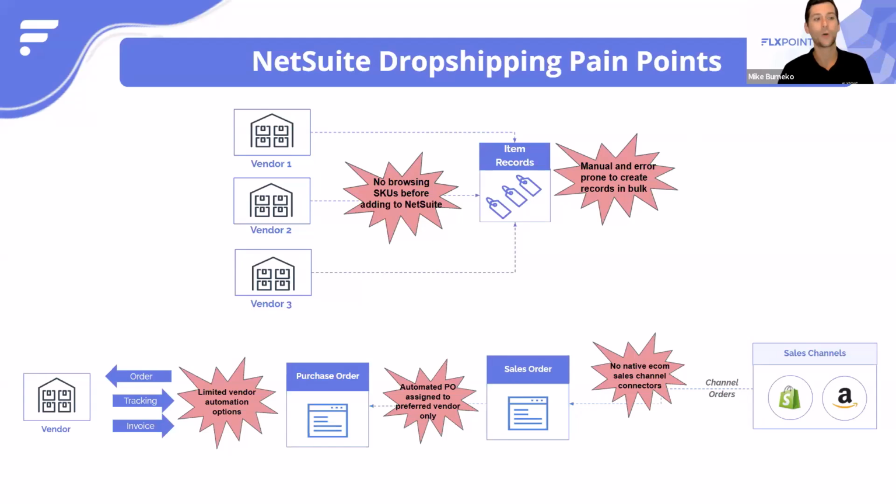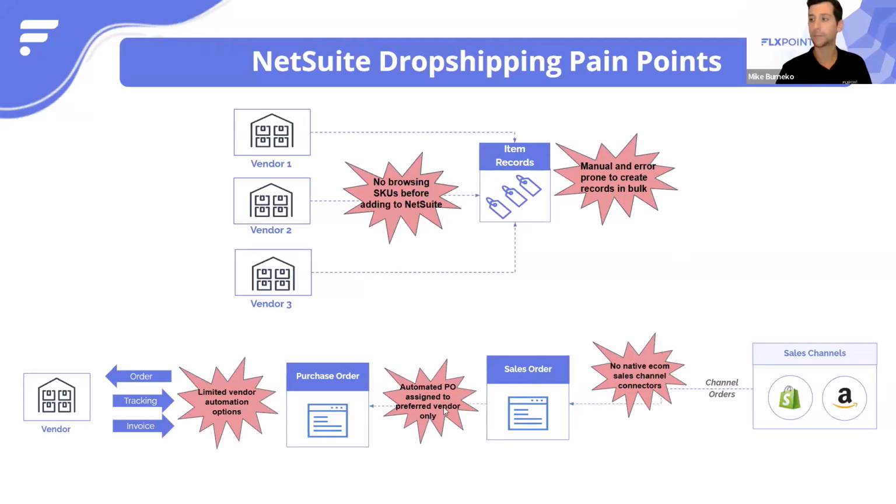So, with that item record creation, just the inability to really browse between multiple vendors' inventories before creating those item records makes it so that you have to create a ton of item records, which is hard to do in bulk. Cool. And then on the ordering side of things, on the lower half of my diagram here, when an order comes in from a sales channel, first things first, there's no native e-com sales channel connector. So that's the first pain point for orders being placed. There are obviously apps and tools out there to transmit order data from the channel into NetSuite to create a sales order, but it's not native.